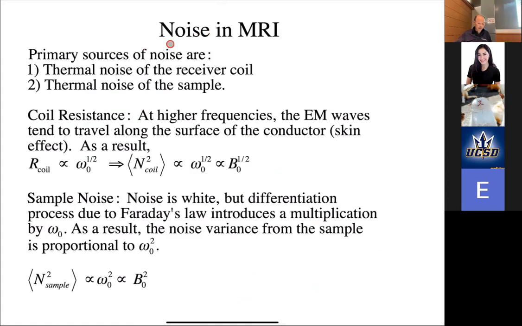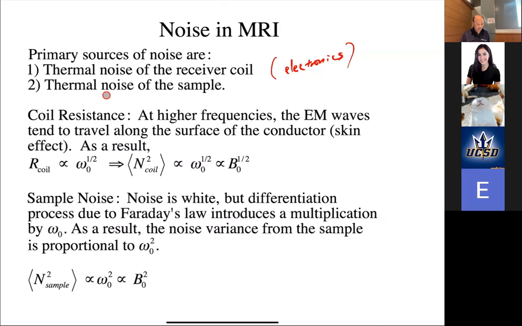And then on noise, once again, we're going to give you a very high level view of this. There are really two sources of noise in MRI to first order. Thermal noise of the receiver coil, maybe electronics, but usually, hopefully not. And then thermal noise of the sample. The idea is that in the coil you have electrons just bumping around and moving around due to thermal noise. That's going to give you some electric fields, magnetic fields, and some signal. And then in your body, you've got charged particles moving around, and so there are electric fields from that, and magnetic fields from that.